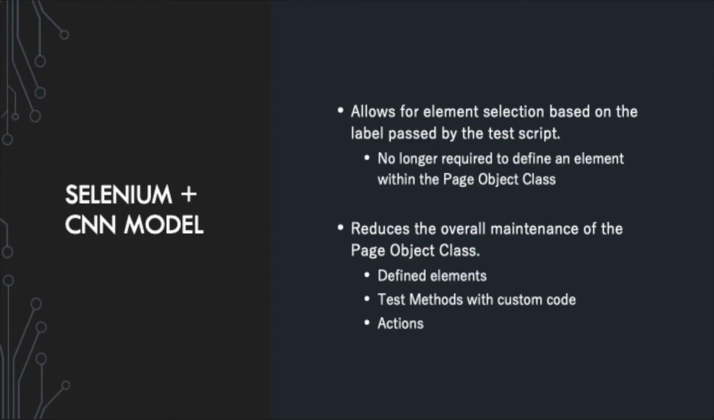The first thing we can do is start to look at including a convolutional neural network model inside of our Selenium test automation suite. This approach would allow for elements to be selected based on the label passed to the test script, which no longer requires us to define an element within the page object class. This reduces the overall maintenance of the page object class.